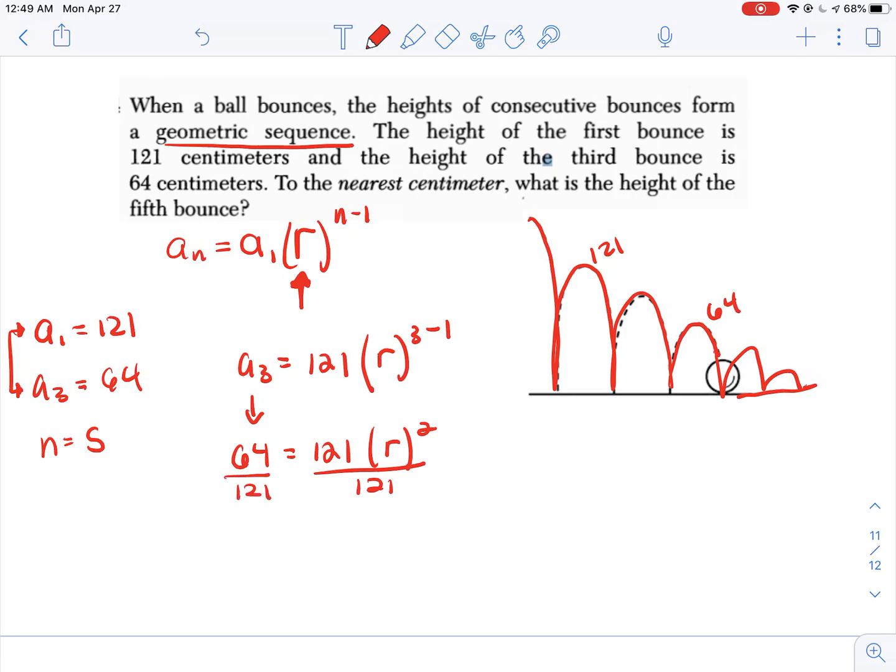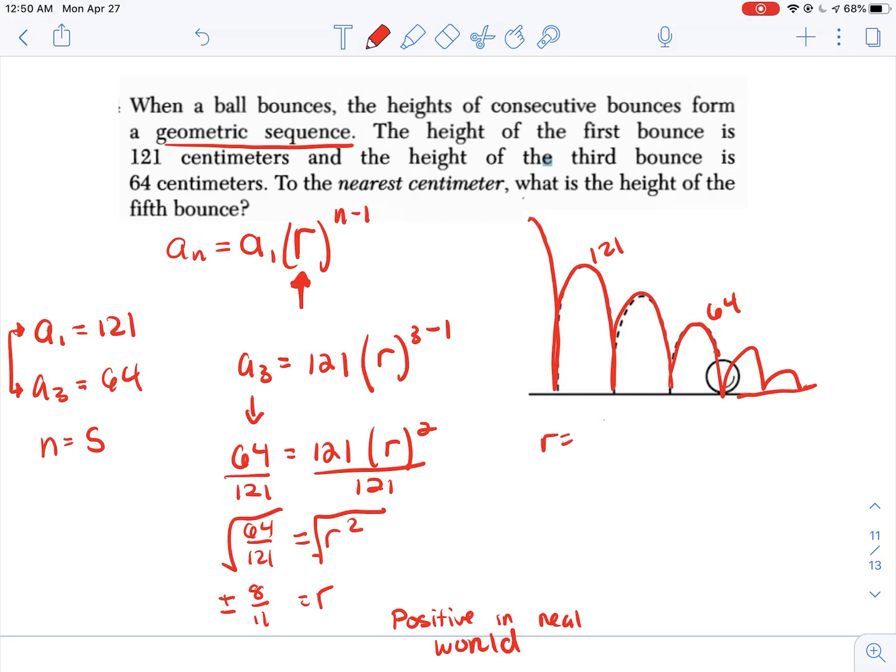Okay, so now this is just a regular quadratic. I can divide by 121 to get my exponent alone. 64 over 121. And because it's just a square, I can take the square root of both sides. And I get 8 over 11. Okay, so my r value can either be positive 8 over 11 or negative 8 over 11. But because we are bouncing and we're in the real world context, we want positive only. Okay, so my r value is equal to 8 over 11.